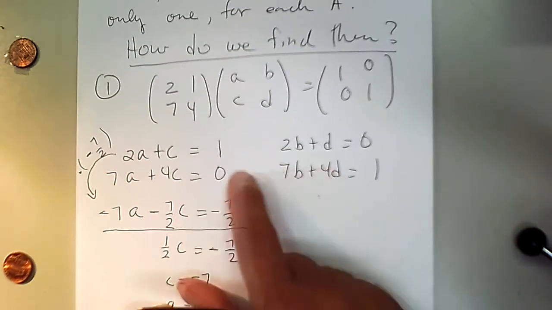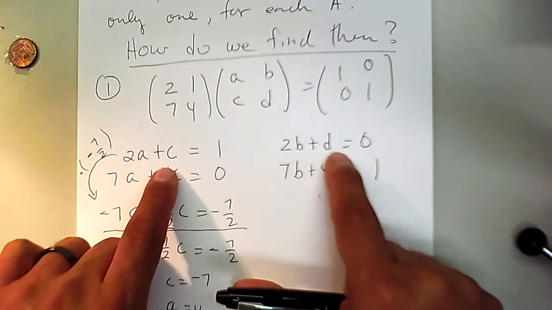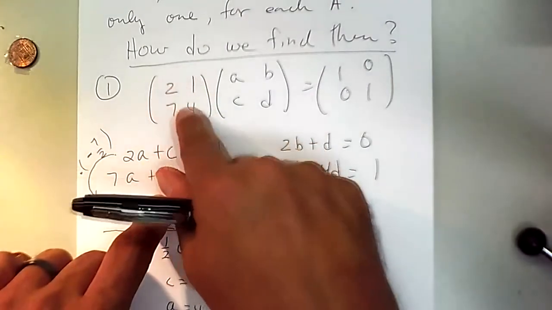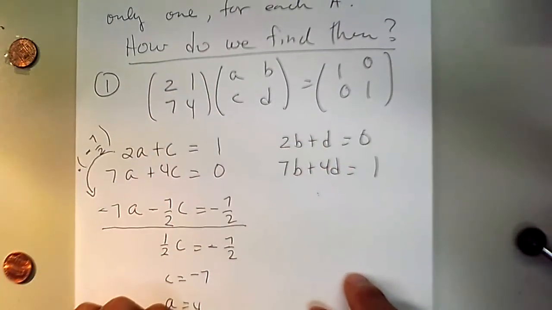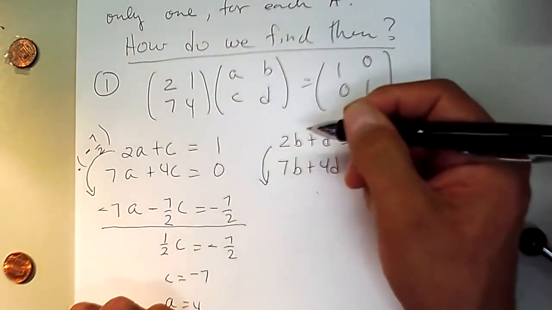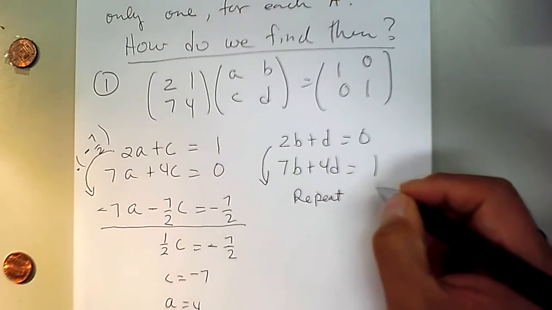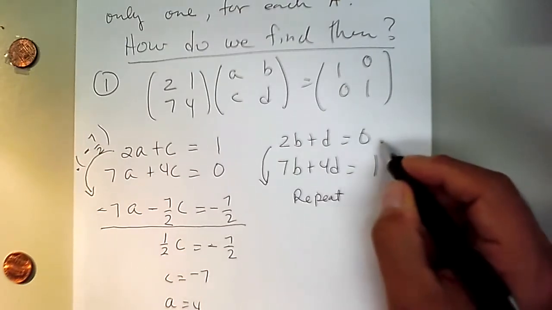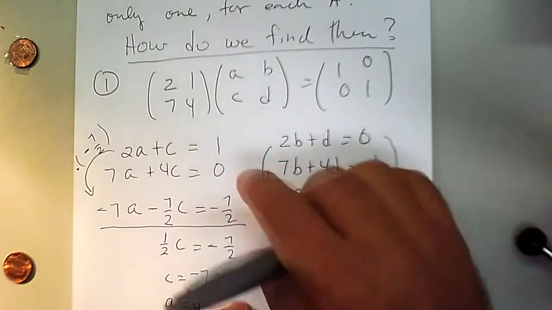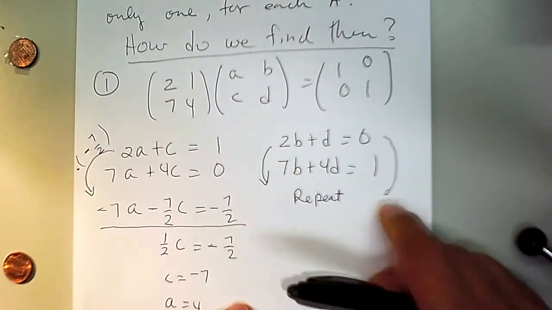Interestingly, it starts out the same way. The pattern is the same. That's what I'm trying to say. 2, 1, 7, 4. Of course, because it came from the multiplication of this matrix. So we can just repeat the procedure. Okay, so I'm just going to put down repeat. Except we're going to end up with 0. Instead of multiplying 1 by -7/2, we're going to multiply 0 by -7/2.